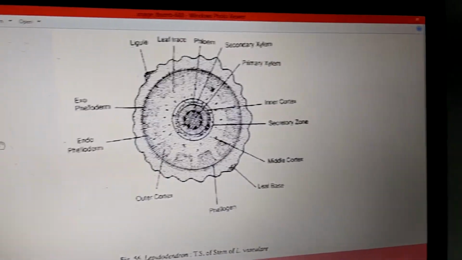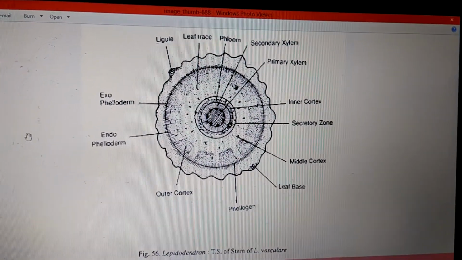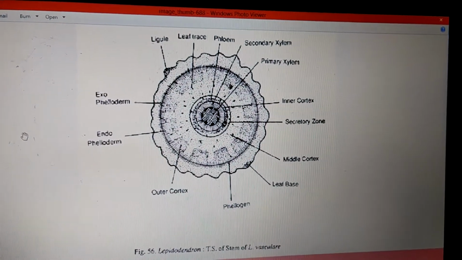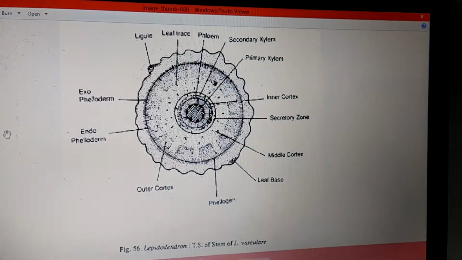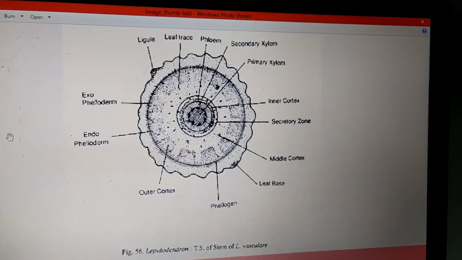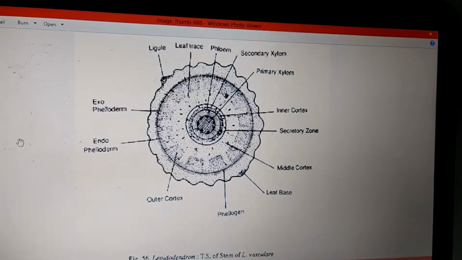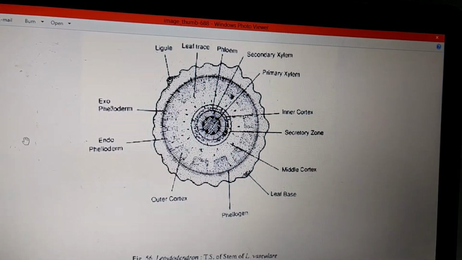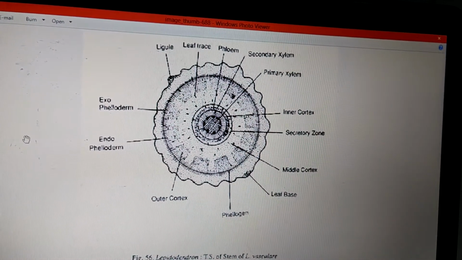The cambial activity was not uniform in some of the species, leading to the formation of an eccentric vascular ring. So this was a simple transverse section of lepidodendron. Thank you.